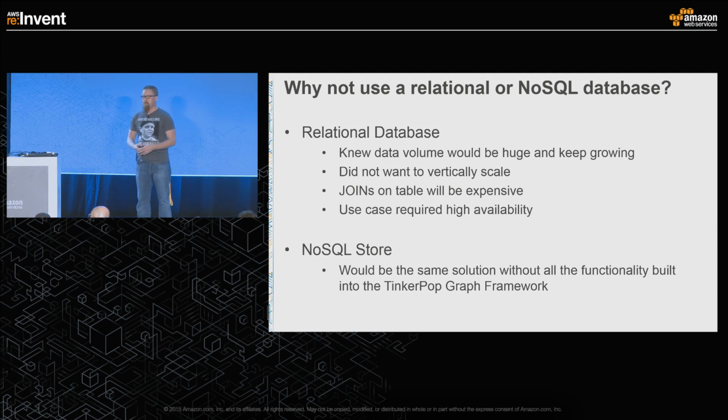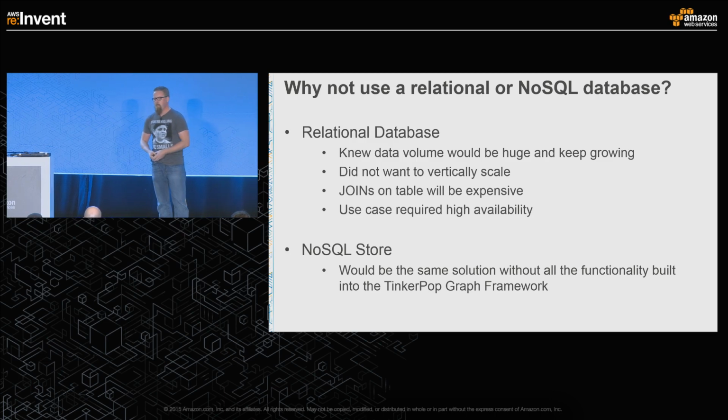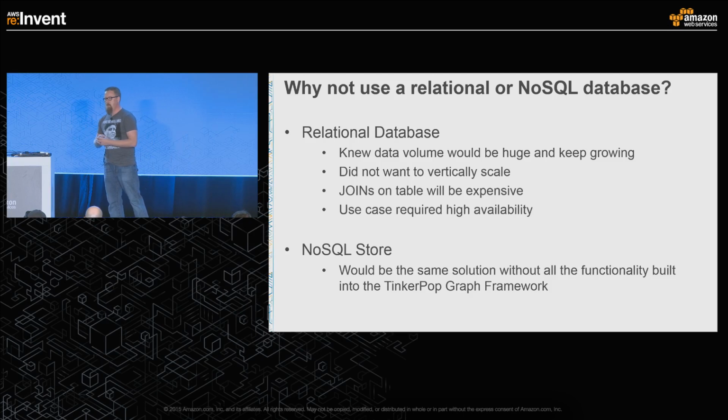So there's a couple of options, obviously, in trying to develop the storage model for this. Some of the ones that we went through is, okay, can we use a traditional relational data store? Should we use a NoSQL store like DynamoDB? For the relational store, we knew that not only was our volume incredibly high to start with, but it would just keep growing as time goes on, because Amazon is growing incredibly fast. And we didn't want to have to keep vertically scaling our storage solution.